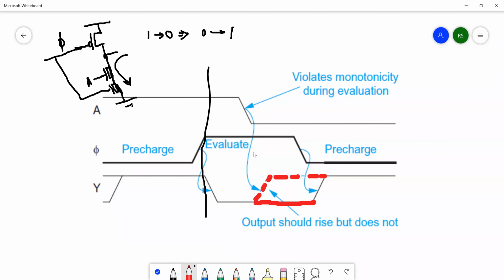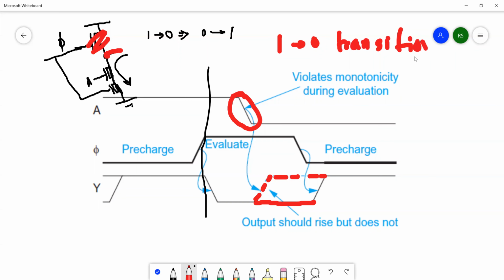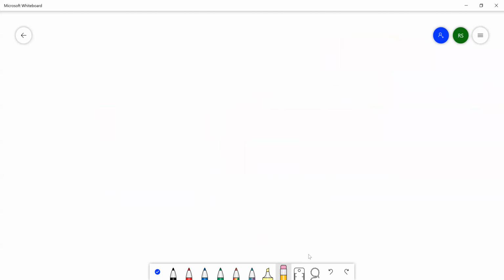The reason for that is phi equal to 0, which means that this whole top part is disconnected. The output node is floating. And this is the problem with dynamic circuits. The 1 to 0 transition is not allowed, because it can cause this type of errors. 0 to 1 transition, do you think that will happen? Let us see if we can draw the waveforms for 0 to 1 transition, and see if we are getting an error or not.